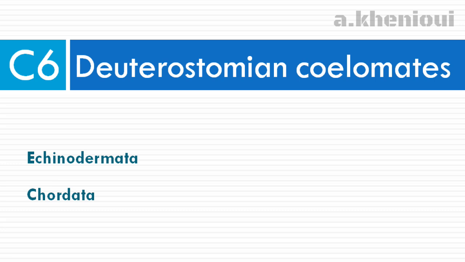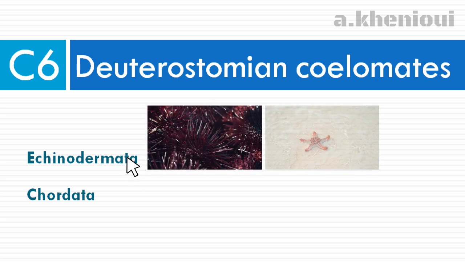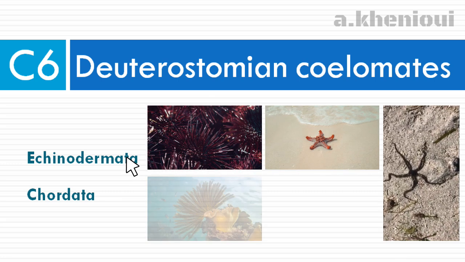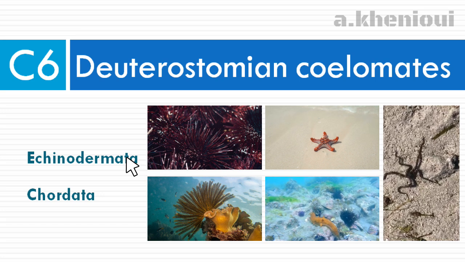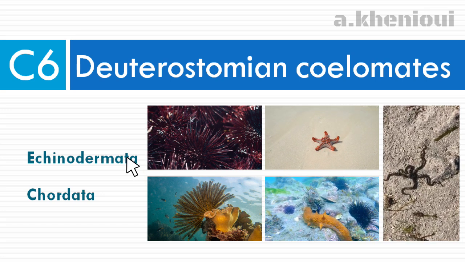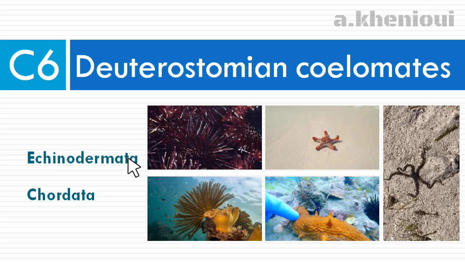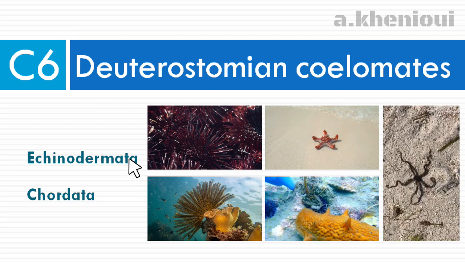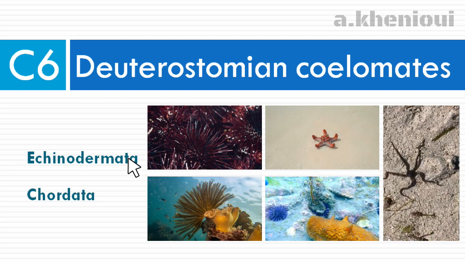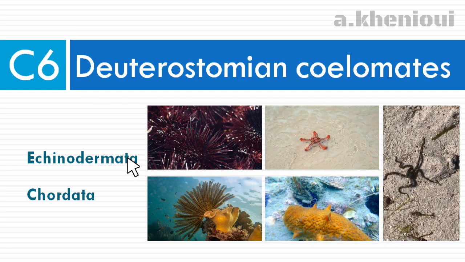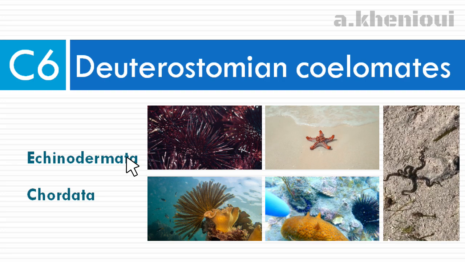In this clade, we find two main phyla. The first phylum is Echinodermata, including sea urchins, starfish, brittle stars, crinoids, and sea cucumbers. They are exclusively marine animals with a pentaradial symmetry. They are characterized by a hard and spiny skin.